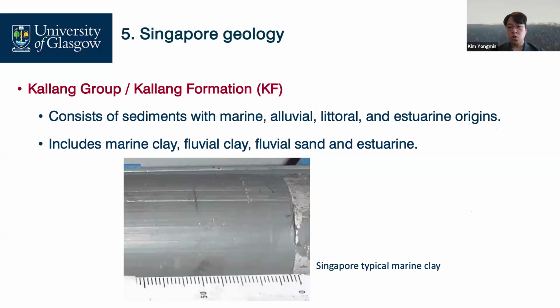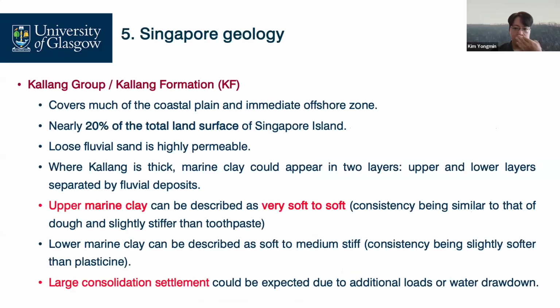The last geological formation, the Kallang Formation, consists of sediments with marine, alluvial, littoral, and estuarine origins. The Kallang Formation is a typical Singapore marine clay. The Kallang Formation covers much of the coastal plain and immediate offshore zone, which is nearly 20% of the total land surface of Singapore.